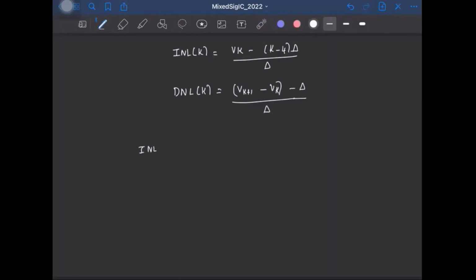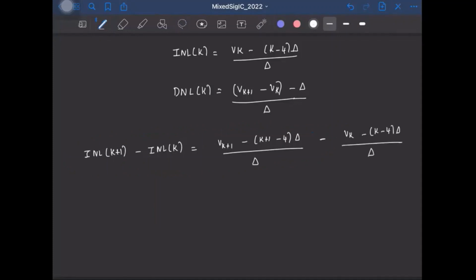So if I take INL of K plus 1 minus INL of K, what do I get? I get Vk plus 1 minus K plus 1 minus 4 times delta, by delta, minus Vk minus K minus 4 times delta by delta. And this you can simplify to be Vk plus 1 minus Vk minus delta by delta, and this is simply equal to DNL of K, right?